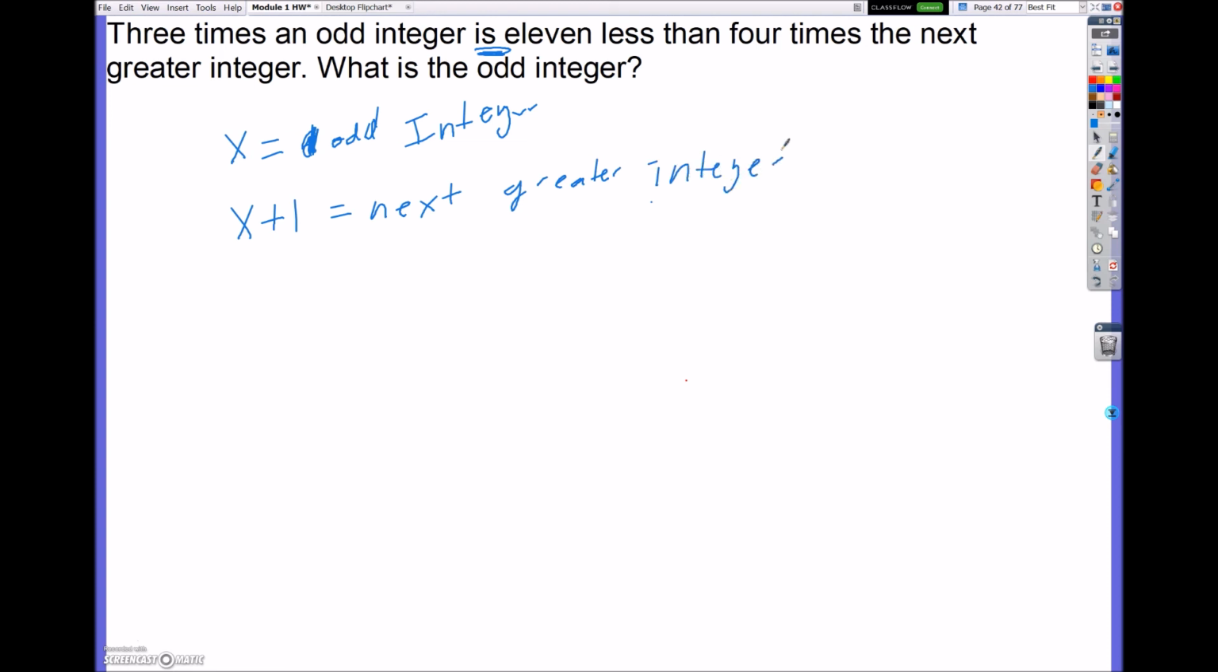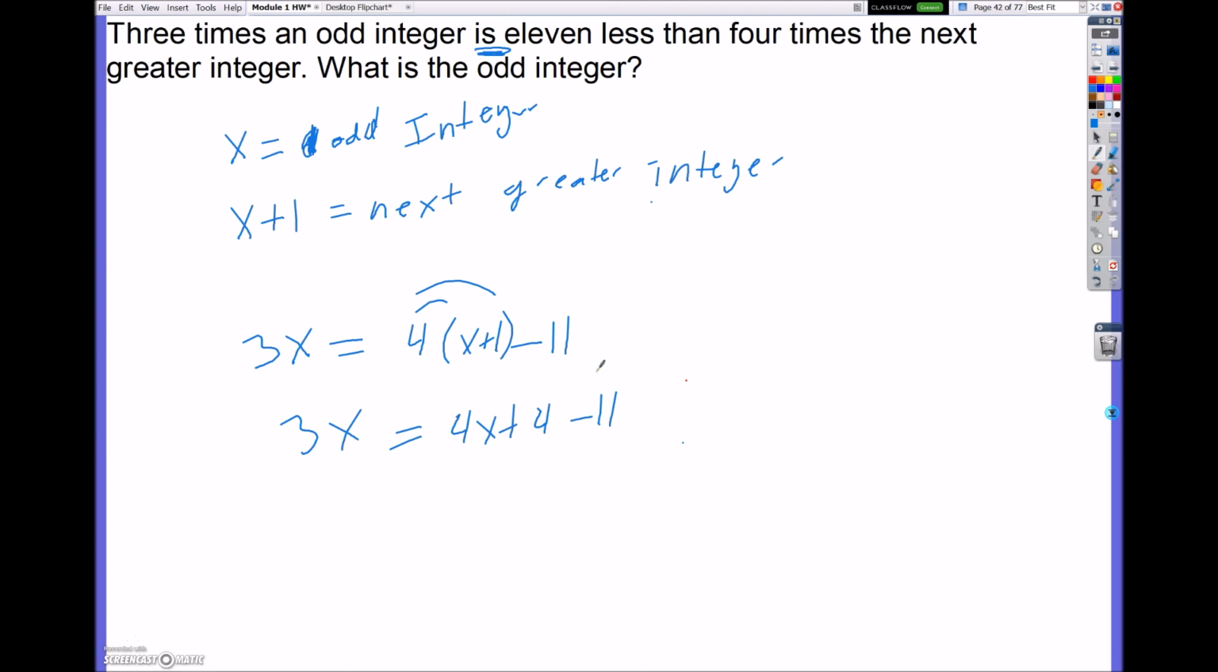All right. So it says 3 times the odd integer. So we're going to do 3 times the odd integer is equal to, or is, 11 less. So I know I'm going to subtract 11 from something, 4 times the next greater integer. So it's going to be 4 times the next greater integer, which is x plus 1. So now all we're going to have to do is solve for the odd integer. So I'm going to distribute here to get 3x is equal to 4x plus 4 minus 11.